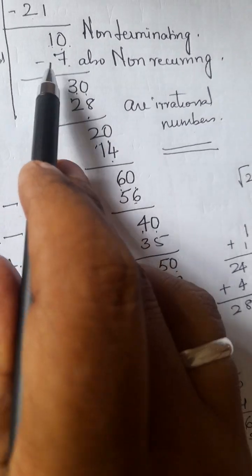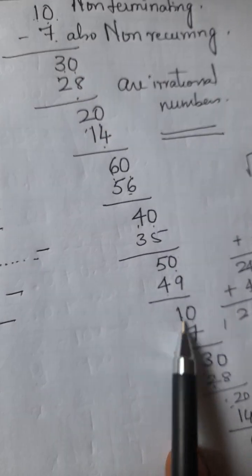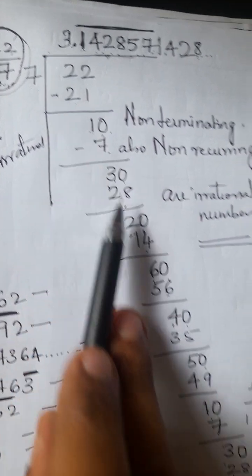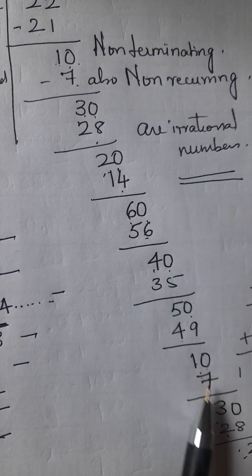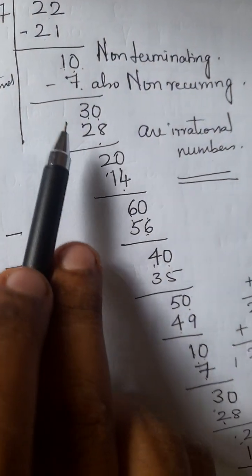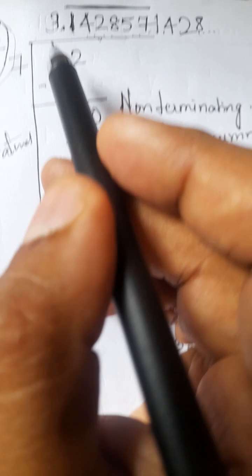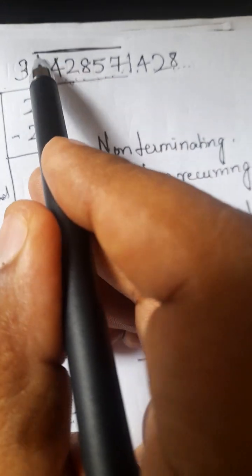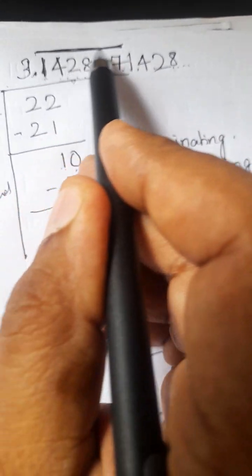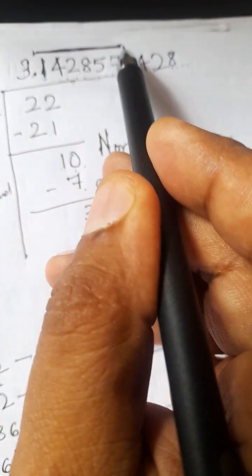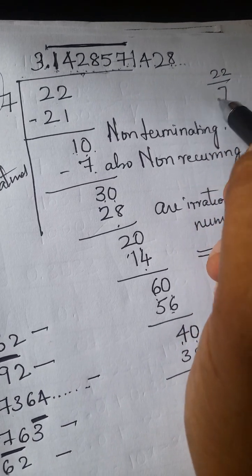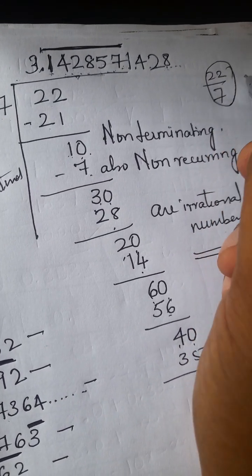Initially you started with 10 when you got remainder 1, and here also you get 10. Then again 30, then 20. So you can see that 142857 is recurring. This much is recurring. So when you say 22 by 7, it is just an approximation.